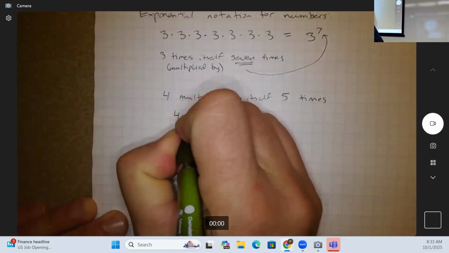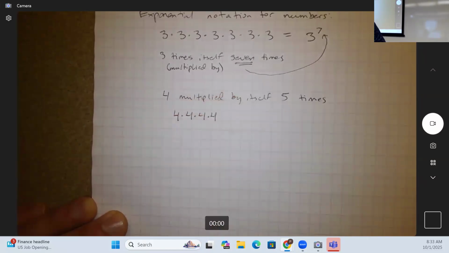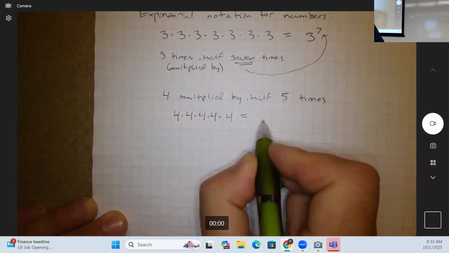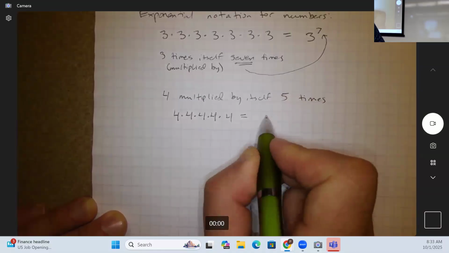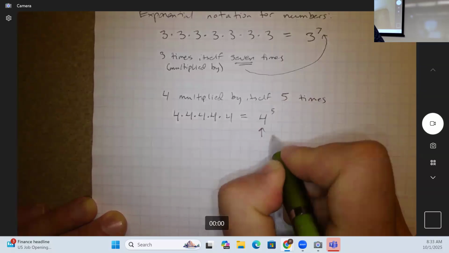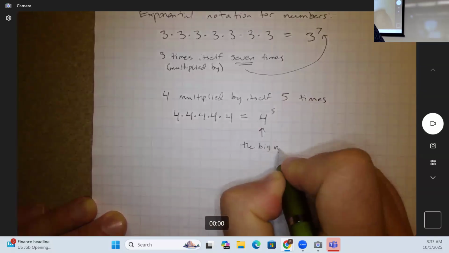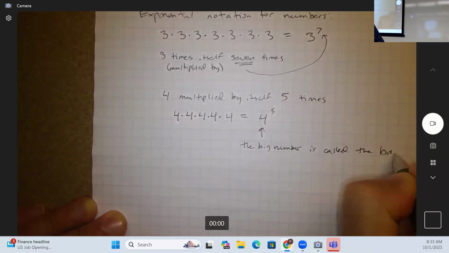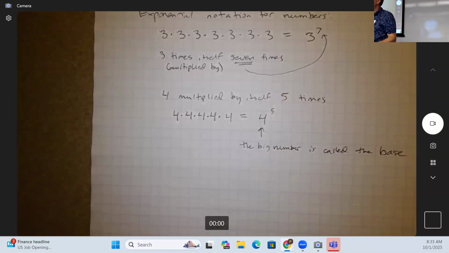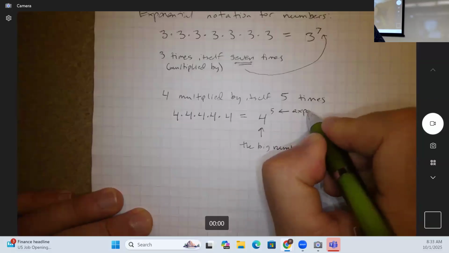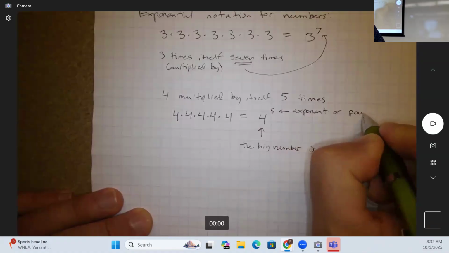In expanded notation, we have 4 multiplied by itself 5 times. And if I wanted to write that in exponential, what would the big number down here be? 4. Yep. And how about the small number up there? 5. Yeah. The big number is called the base. The little number is called the exponent or the power.